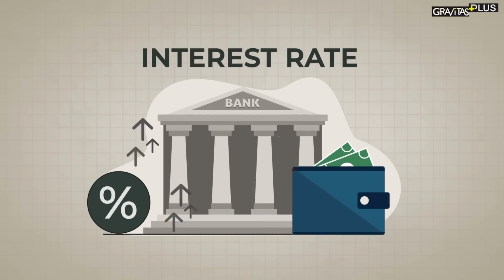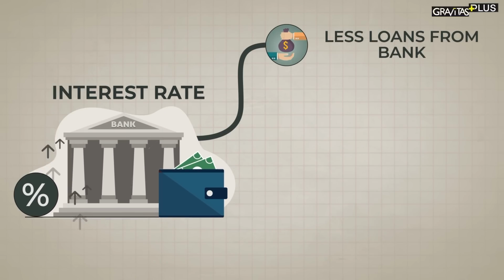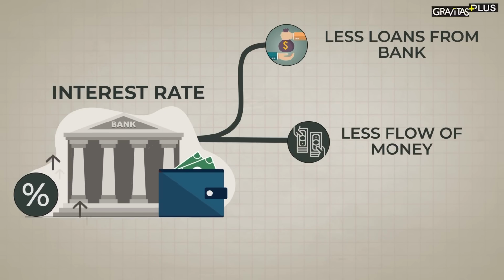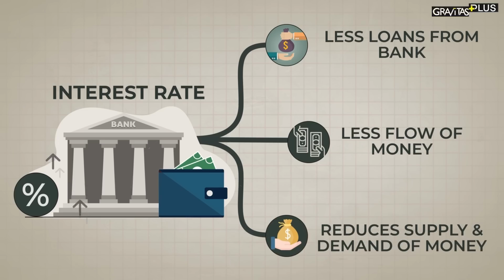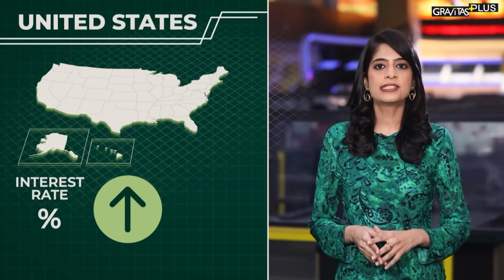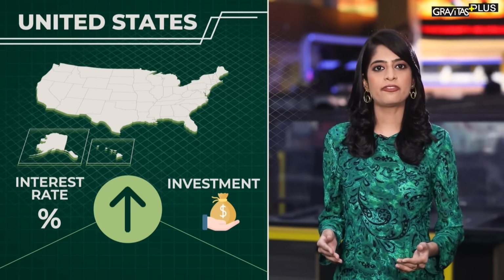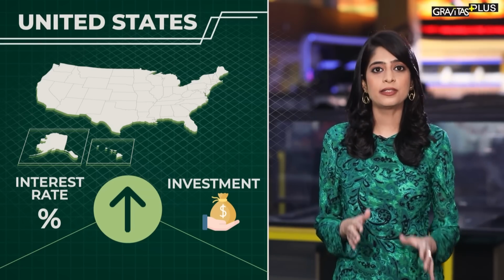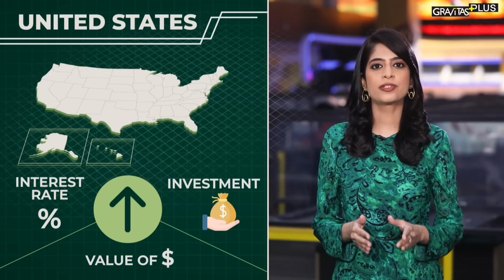Also, when interest rates are hiked, people take less loans from the bank. There is less flow of money in the system, and this again reduces the supply of money vis-a-vis demand. Look at what's happening now. The US has hiked its interest rates, so investors have withdrawn their money from other countries to invest in the US, and this has pushed the value of the dollar.